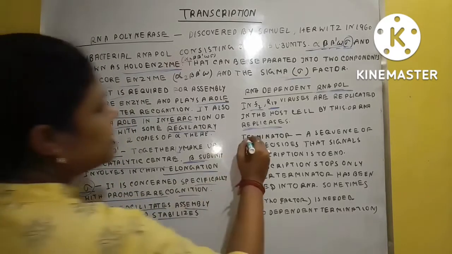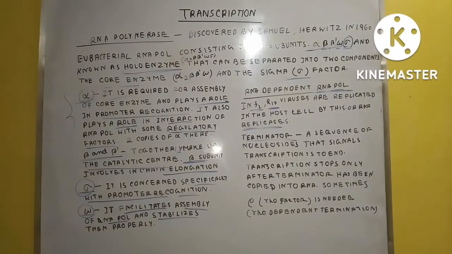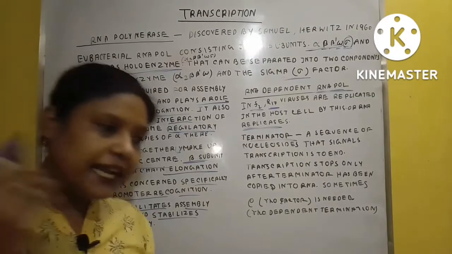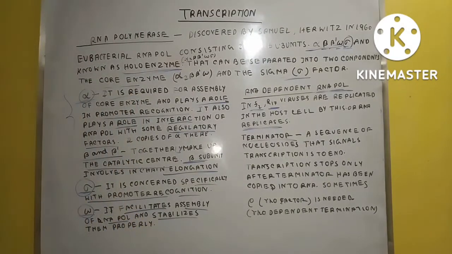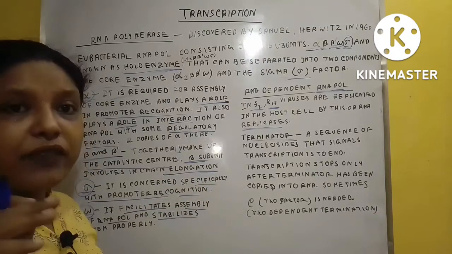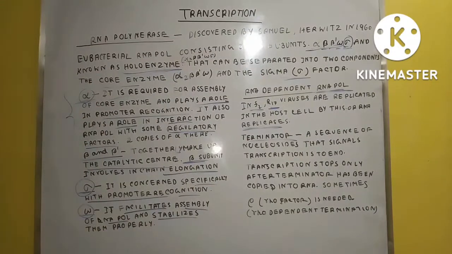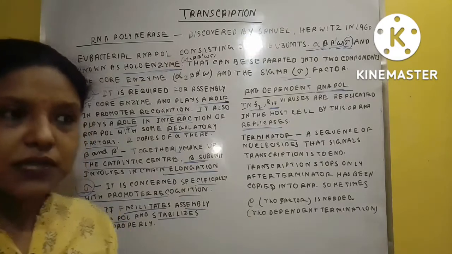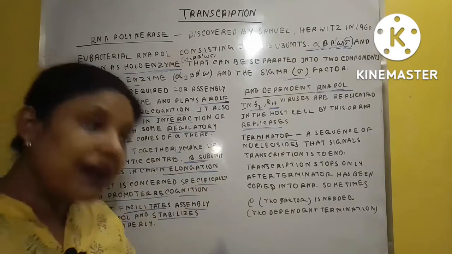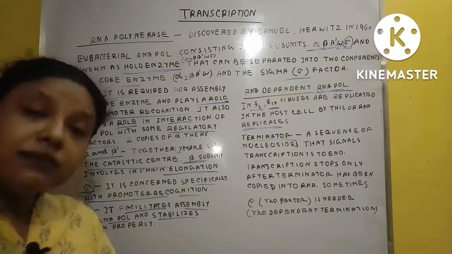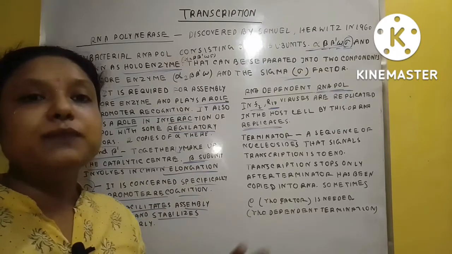The last one is the terminator. What is the role of the terminator? You can obviously guess. The terminator enters during the process for termination. Some base pairs are very important for the transcription process to complete. When those base pairs are copied into the mRNA, the transcription process stops.